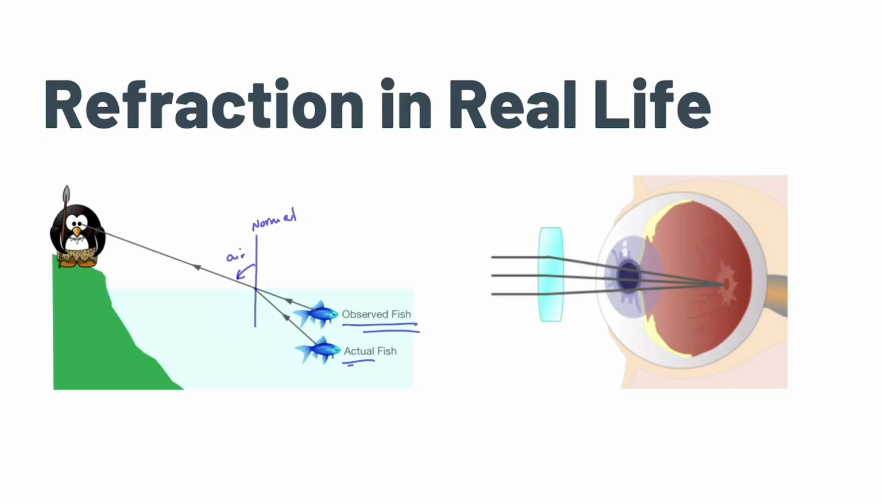Try explaining that to a 3-year-old. That's not easy. In real life, if you try and catch a fish, refraction will not be your friend. But where refraction will be your friend is if you can't see very well and you have to wear glasses. Because what glasses do is they have lenses, and lenses refract the light so that the images that you are trying to see are focused at the correct point. And the correct point is here.